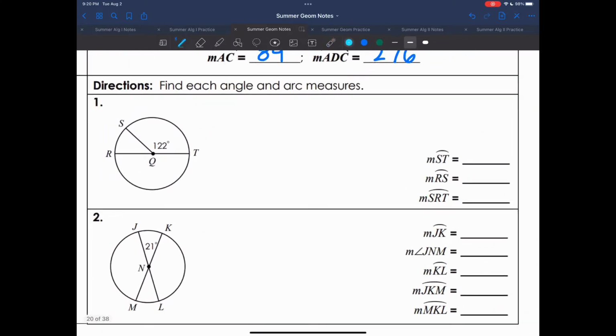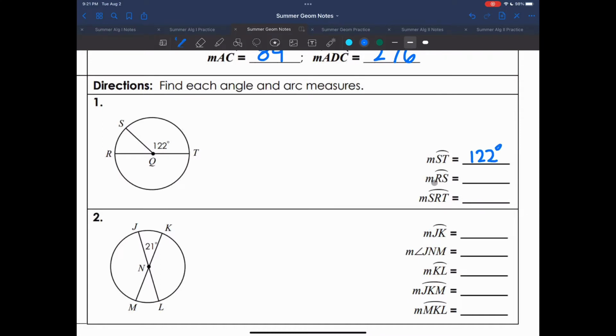Okay, let's take a look at number 1. It says find each angle and arc measures. They've got three things they specifically want us to find. First, the measure of arc ST. That's how you would read this. Well, that's going to be our easiest one, right? Here's S, here's T. We do have a central angle right here, 122 degrees. So that's also going to be 122 degrees. Let's label it over here, darker blue, 122 degrees. Okay, easy.